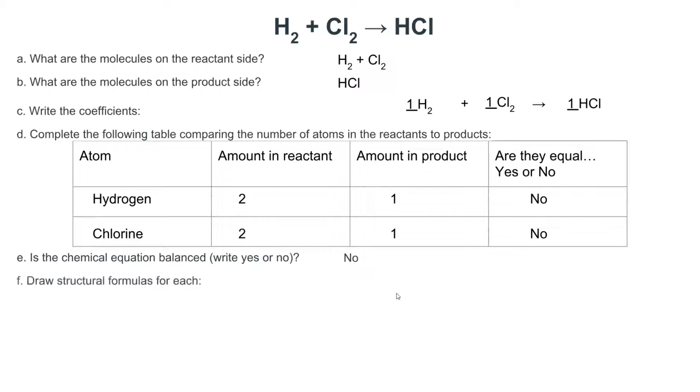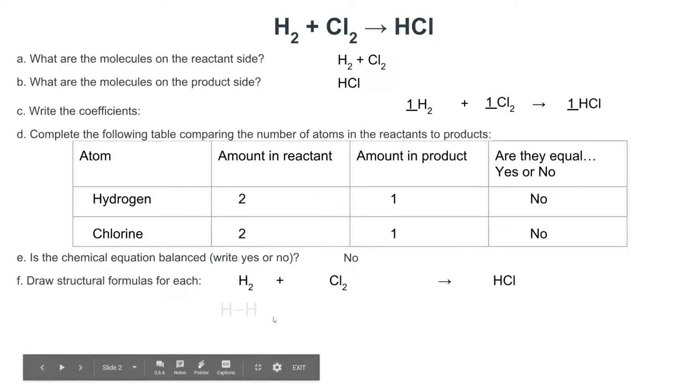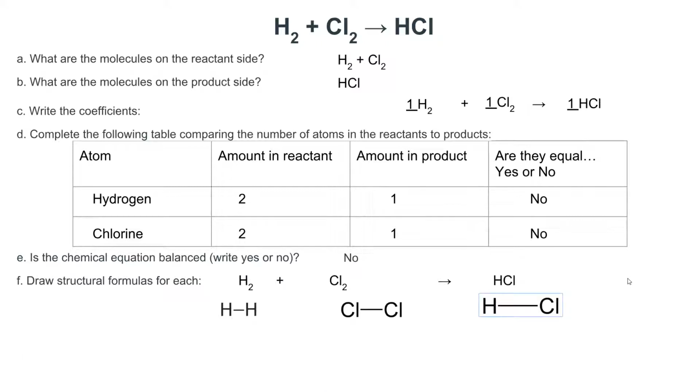Question letter F. Draw the structural formulas for each. So you're going to identify first your chemical formula, H2 plus Cl2 yields to make HCl. You're going to identify that H2 means that there's 2 H's bonded together. Cl2 means that there's 2 Cl's bonded together. And HCl means that there is hydrogen bonded to a Cl.